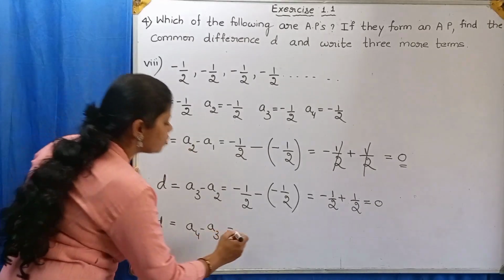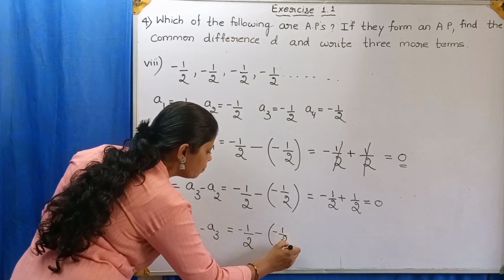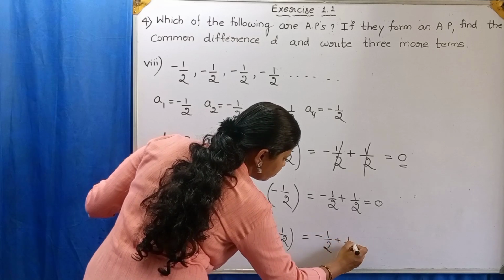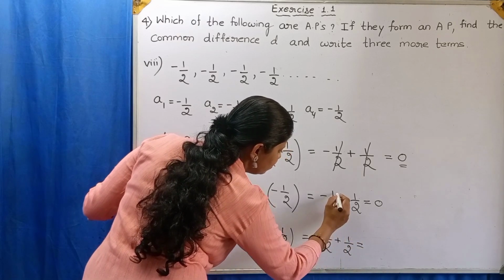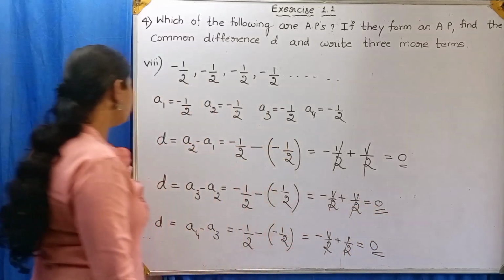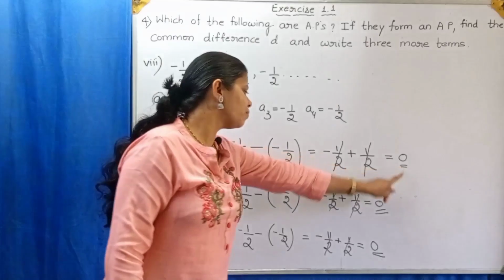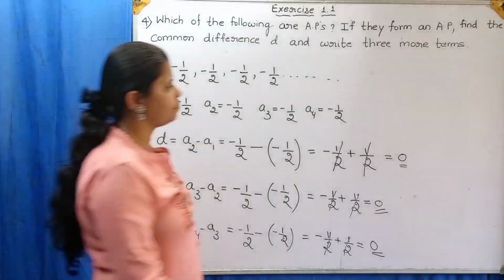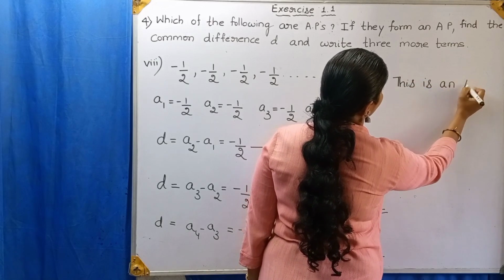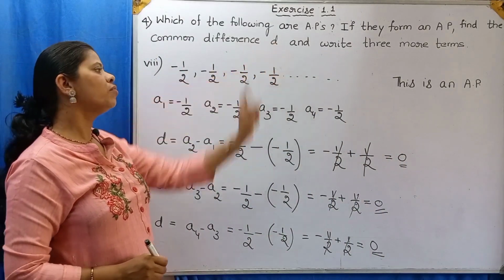A4 minus A3 is also minus 1 by 2 minus of minus 1 by 2. We will get minus 1 by 2 plus 1 by 2, and it will get cancelled. Therefore, the answer is 0. Now, the difference between all these are same. That is 0. Therefore, it is an AP. Now, let us find out 3 more terms.